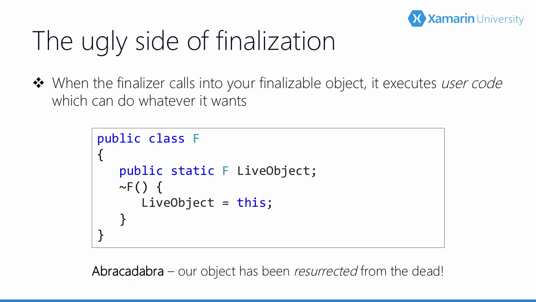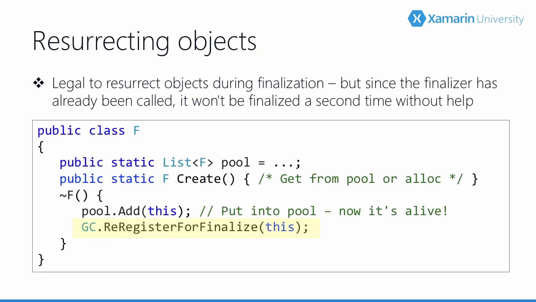So one of the first things you need to know is, how do we re-register this for finalization? Well, we do that by adding a call to GC.ReRegisterForFinalize, and we pass in our this reference, and this will put it back into that finalization queue to say, hey, when this object no longer has reachable references, let's make sure that it gets finalized.